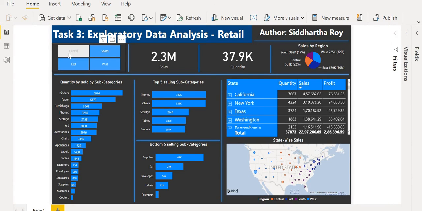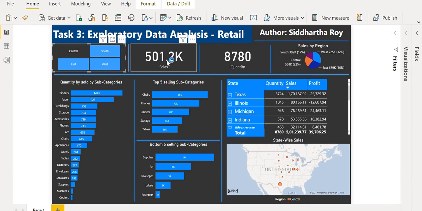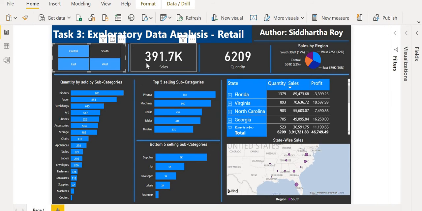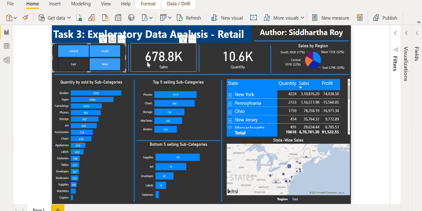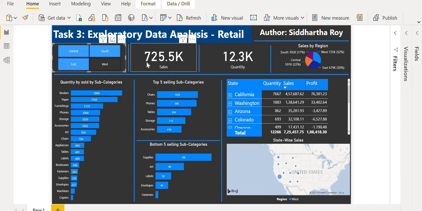For the central region, the sales value is 501.2k and the quantity sold is 8780. For the southern region, the sales is 391.7k and the quantity sold is 6209. For the east region, the sales are 678.8k and the quantity sold is 10.6k. And for the west region, the sales value is 725.5k and the quantity is 12.3k.